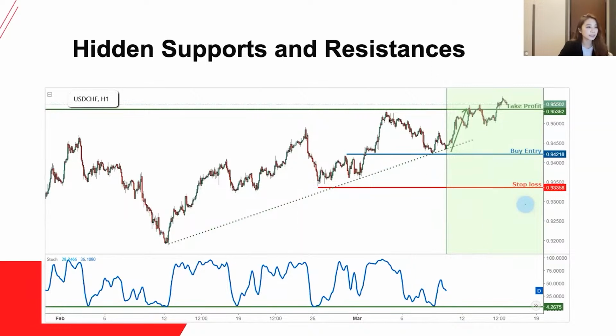Okay, so we can see that in this case, we can mark this 4.2675 as a support in our resistance. And in this case, we can see that over here, we are looking at a potential push up in stochastics, which also means that there is a likelihood of support that has been bounced off on the stochastics indicator.